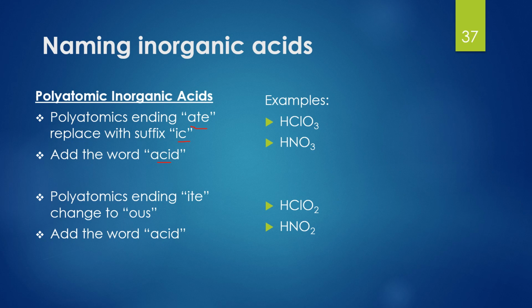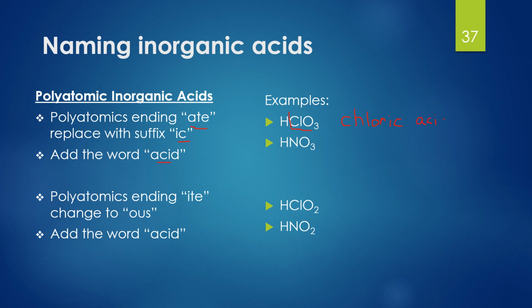So HClO3. We're looking at just the polyatomic portion to help us name it. ClO3 is chlorate with an ATE ending. Since it has an ATE ending like we just saw, we want to change that ATE ending to ic instead. So this acid will be called chloric, and then of course don't forget the word acid after it.